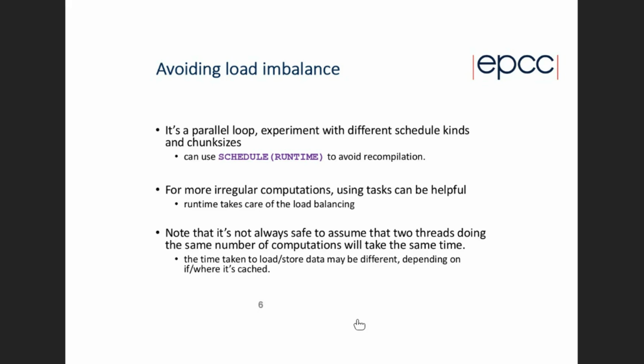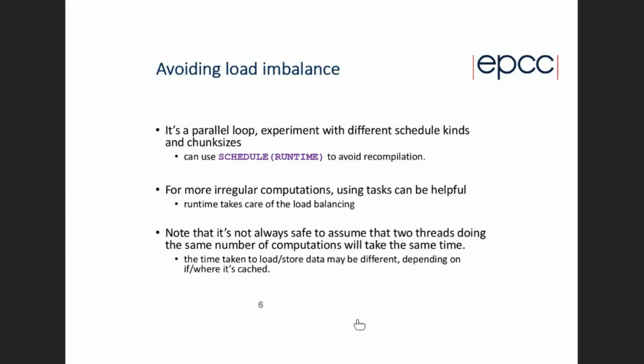Tasks can be useful in situations where you might have nested parallelism, but all your levels of parallelism have bad balance. That can be difficult to solve with loops and loop scheduling, and so it can be useful to use tasks in that kind of situation.